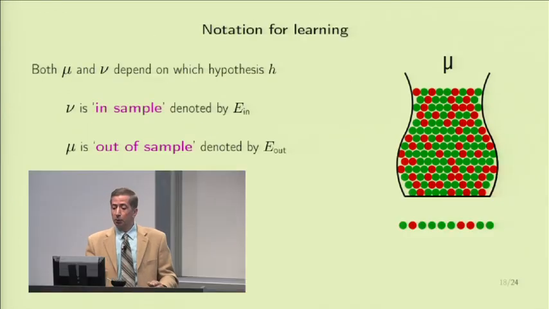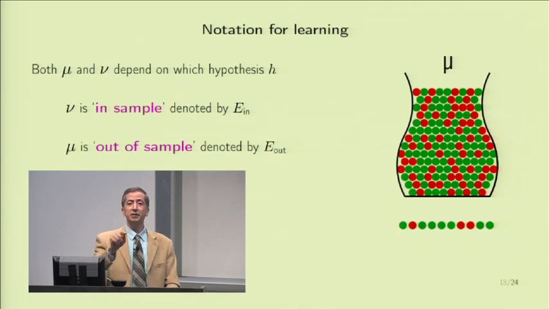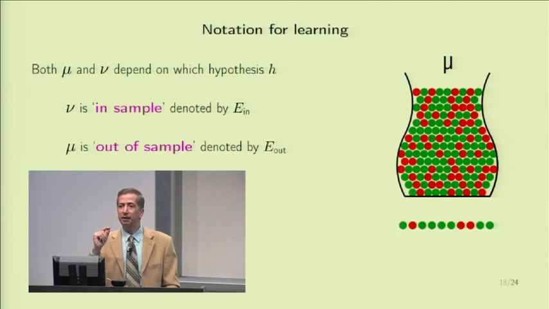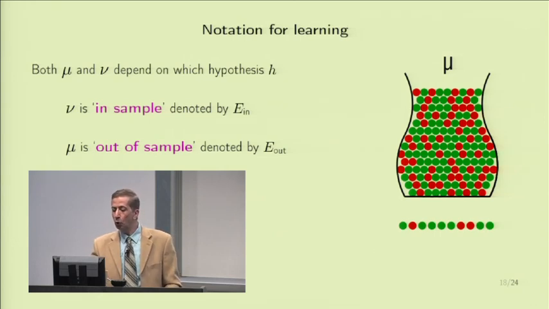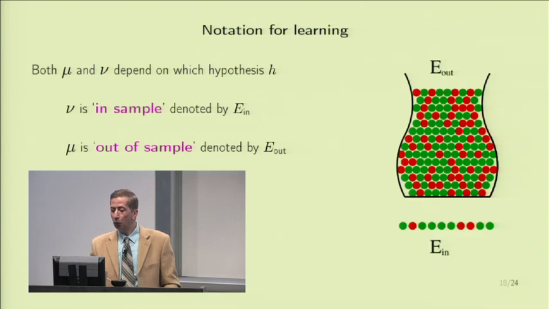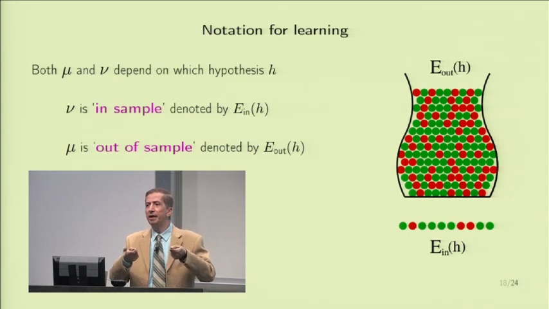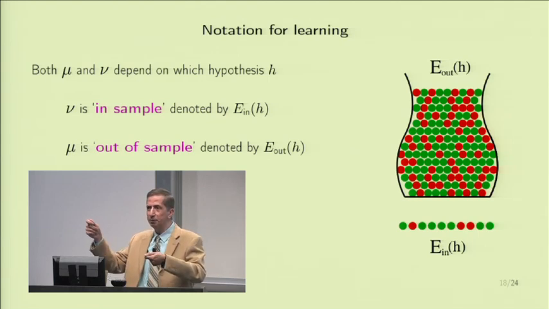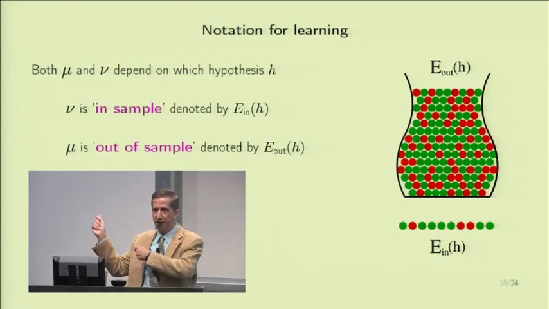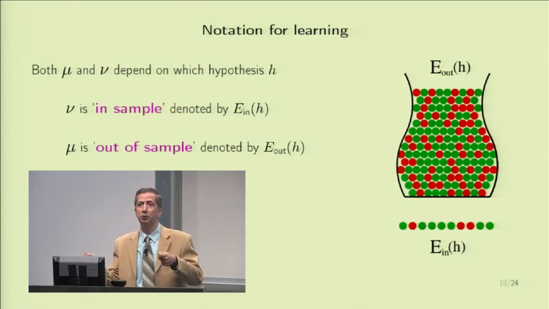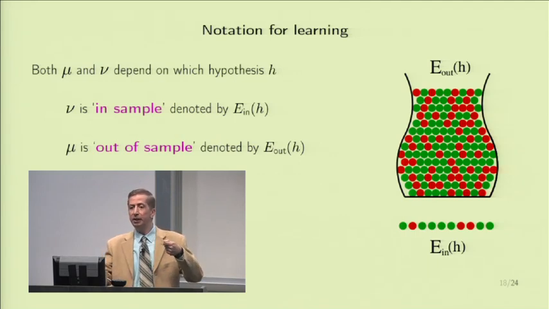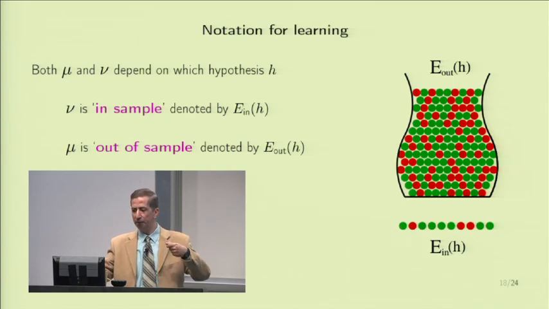With this in mind, we realize that we don't yet have the dependency on H, which we need. So we are going to make the notation a little more elaborate by calling E in and E out, E in of H and E out of H. Why is that? The in-sample performance is the error of approximating the target function by your hypothesis. So obviously it depends on your hypothesis. Someone else picks another H, they will get another E in of their H. Similarly, E out is E out of H. So now what used to be nu is E in of H, and what used to be mu inside the bin is E out of H.